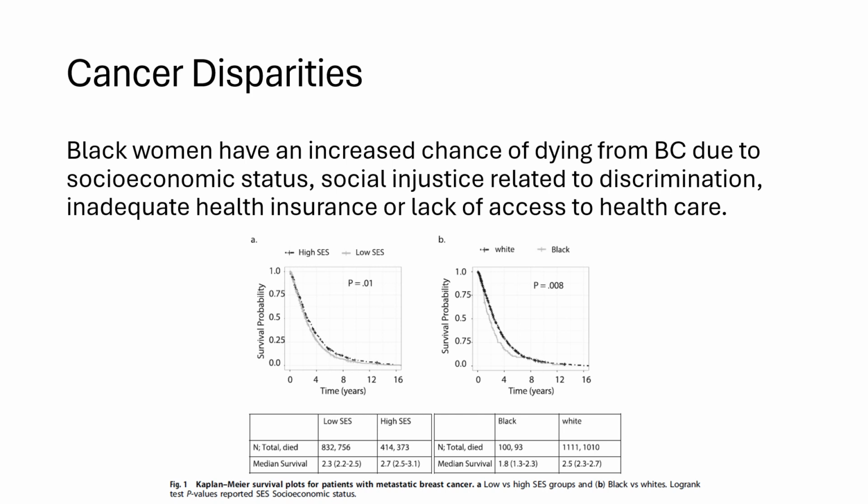The graph is a Kaplan-Meier survival curve, and you can see here on the graph that women of low socioeconomic status, SES, had a lower median survival than women of high SES. They typically lived a little longer, basically. And the same can be seen in the median survival between Black women and white women, with Black women having a median survival of 1.8 and white women having a median survival of 2.5.